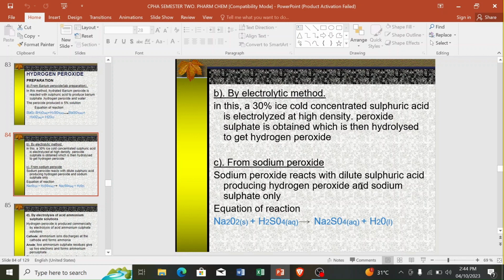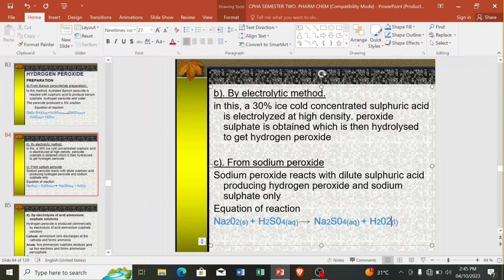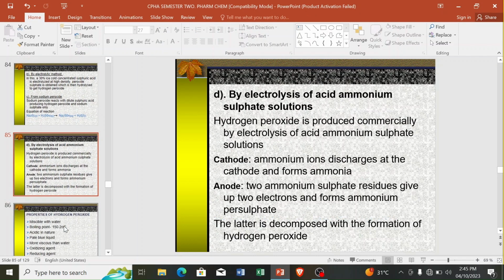Sodium peroxide reacts with dilute sulfuric acid, producing hydrogen peroxide and sodium sulfate only. So this is our sodium peroxide reacting with sulfuric acid, giving us sodium sulfate and then hydrogen peroxide. This should have a 2 behind. So this is hydrogen peroxide. We have these compounds being formed. So this is another method. So this is already the third method of preparation.